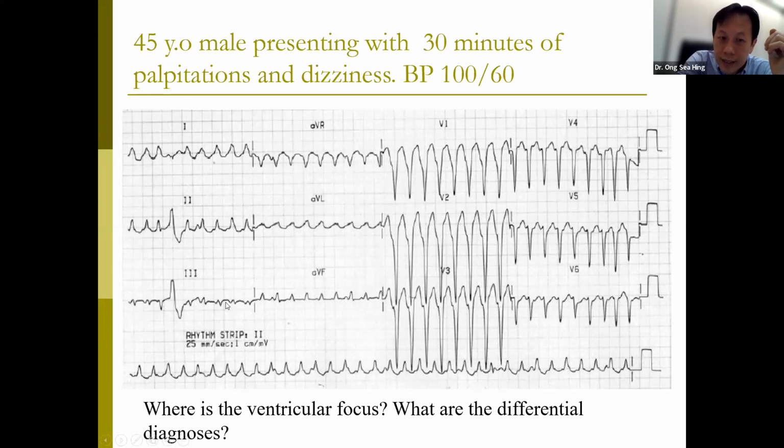If you look at the axis, at lead 3 is kind of an equal R wave and an S wave. AVF is pointing towards 2. So pointing a little bit of a left inferior axis, but it's a left bundle branch block. So where is the ventricular focus coming from? So this is VT. When it's a left bundle branch block, the ventricular focus comes from the right ventricle. Okay, right ventricle. So when it comes from the right ventricle, you've got to think about this disease.